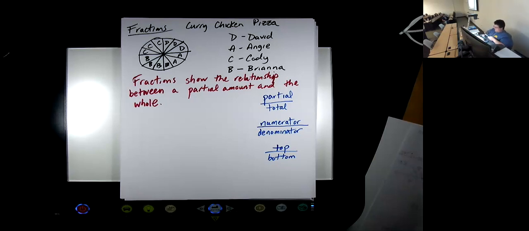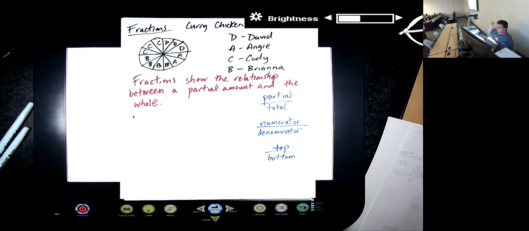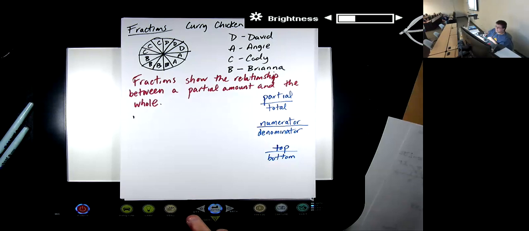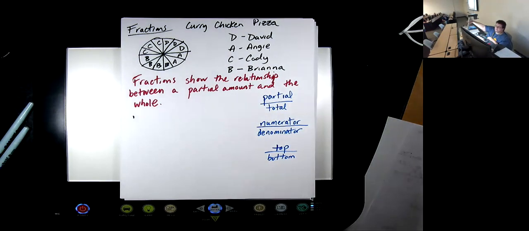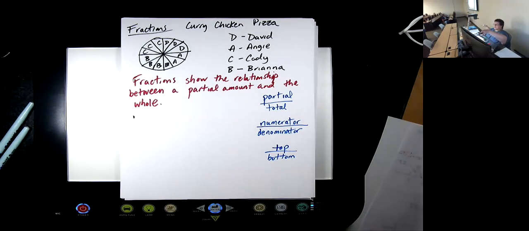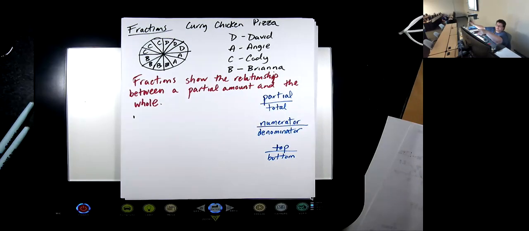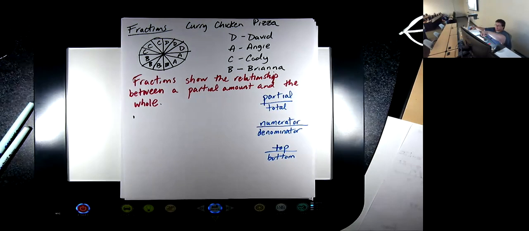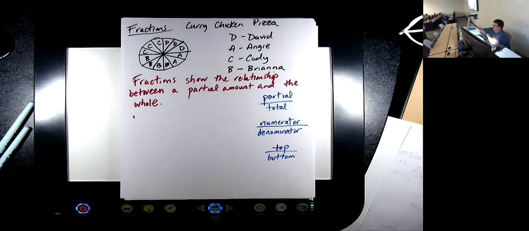Okay, so let's look at what we got here. David. Oop, I just hit something. Oh, brightness. Brightness makes it hard to see. There we go. Lift that up. Blind the teacher, but make it easier to read. How about that? Oh, that'll kind of work.